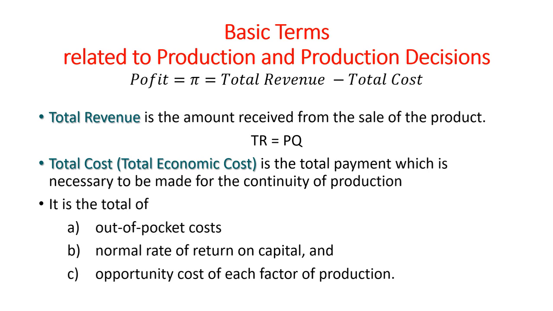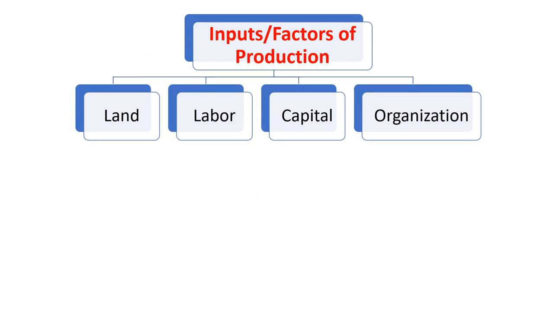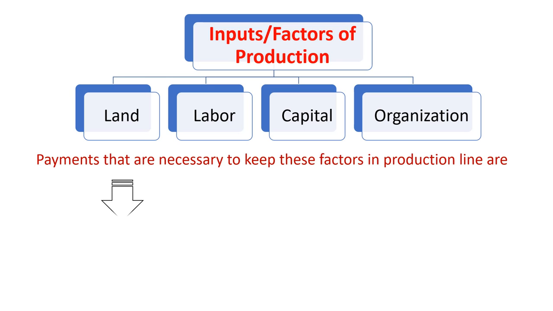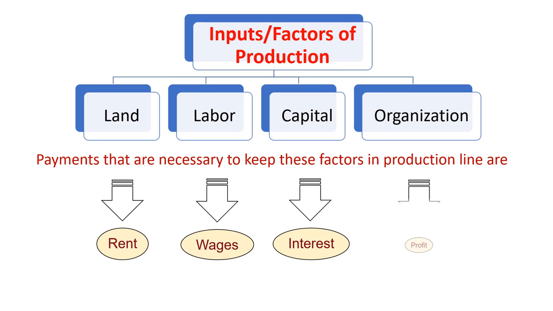In simple words, as we know, for production we need the services of four kinds of factors of production: land, labor, capital, and organization. So the sum of payments that are necessary to keep these factors in the production line is called cost. And these payments are given the names of rent, wages, interest, and profit.